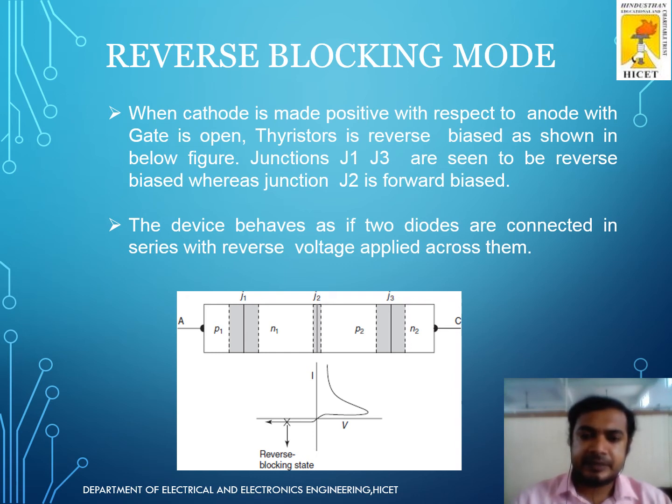The characteristics of the SCR in this stage are very similar to the reverse bias characteristics of a diode. A very small amount of current will flow through the device, that too in the reverse direction. As a result, you cannot use the device for conduction.